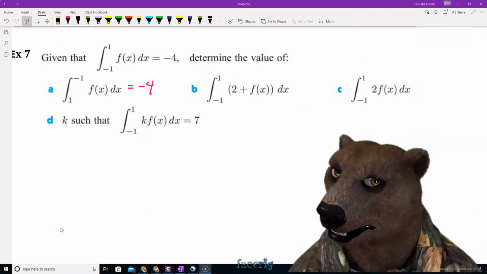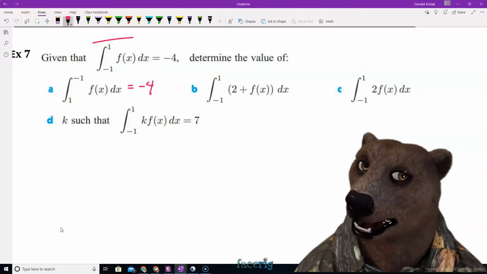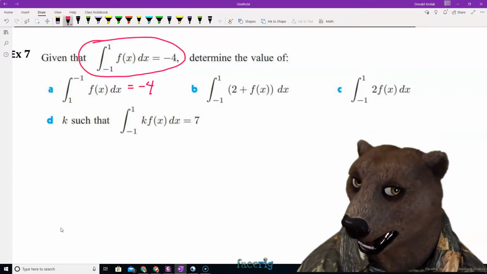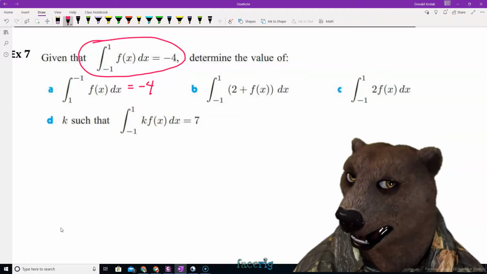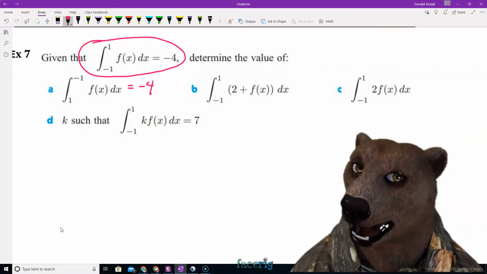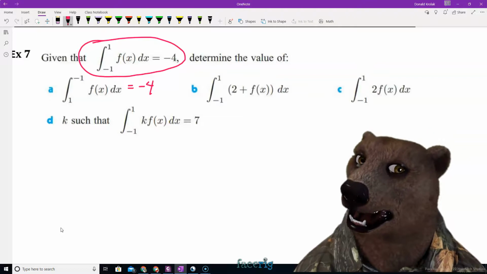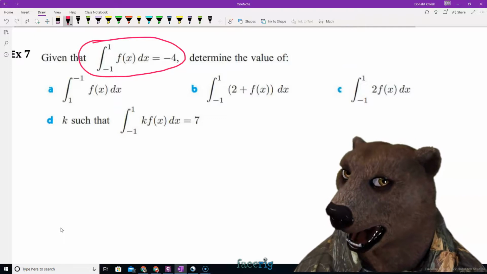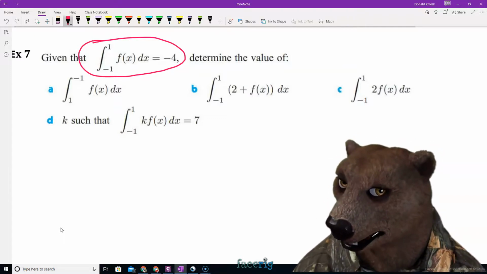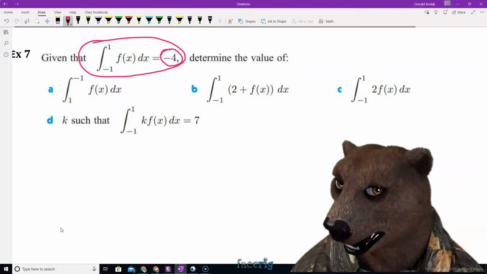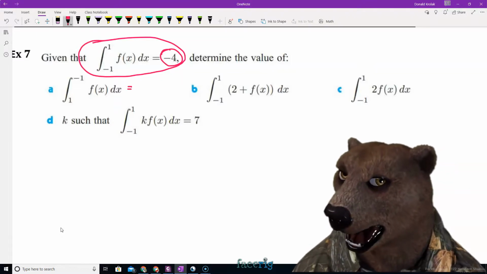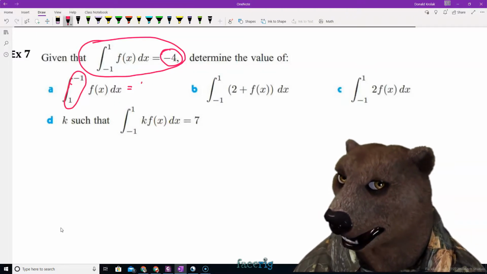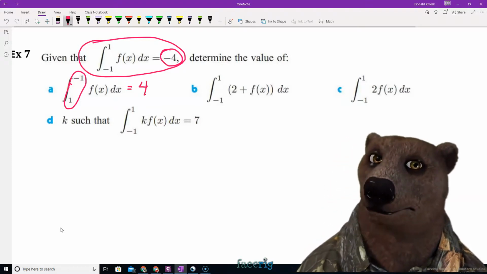All right, to wrap it up, example 7, you're given this integral and you're told that its value is negative 4. And then use that to determine these other values. All right, so first one is, if this is negative 1 to 1, and you switch these, our rules of integrals say that this switches. So this is going to equal, because these are in the opposite order, positive 4.